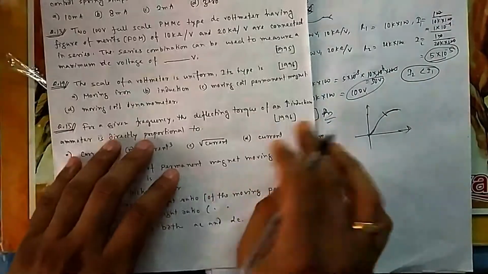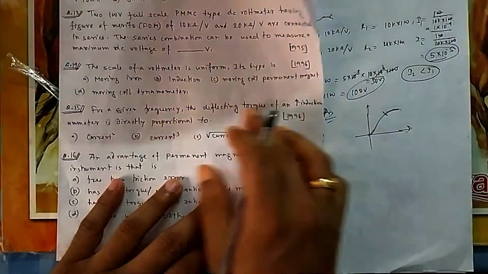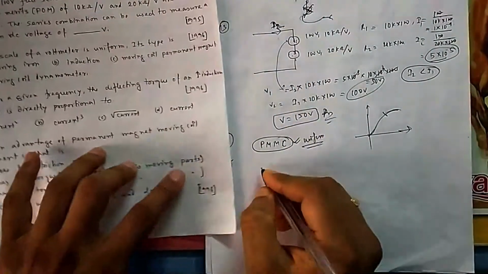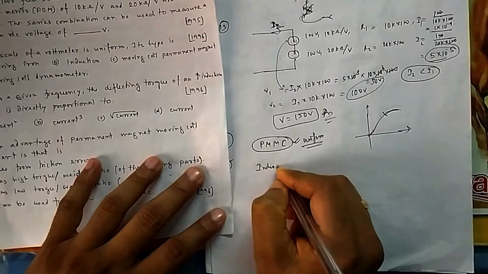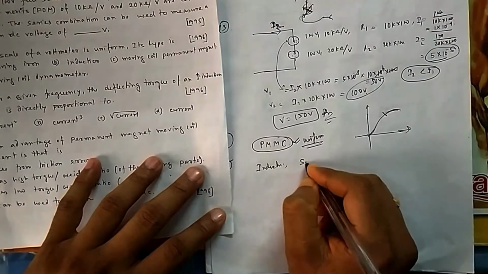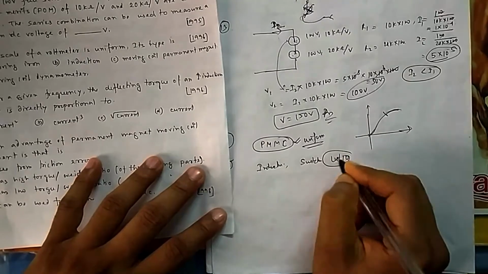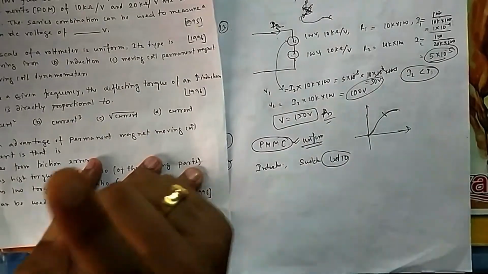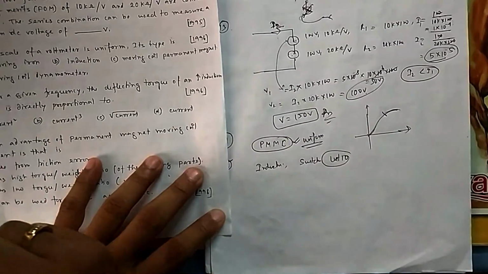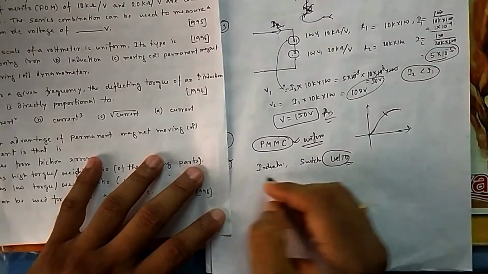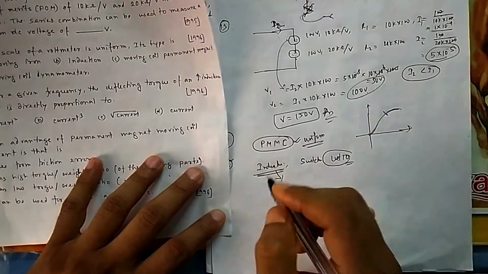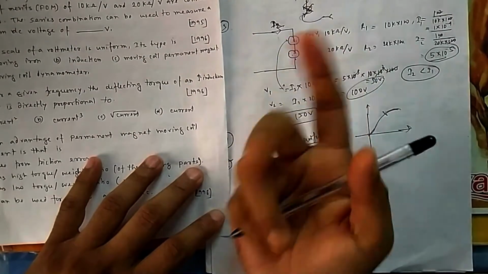Now 15. For a given frequency, the deflecting torque of an induction ammeter. Now the induction type meter I have already discussed in switchgear classes. If you want to see, you can see the switchgear lecture. I will give a link to this one in the suggestions. It might be coming in your upper right hand corner. You can check that out. So there I have discussed how from a single current you can produce two torques and how it is doing.